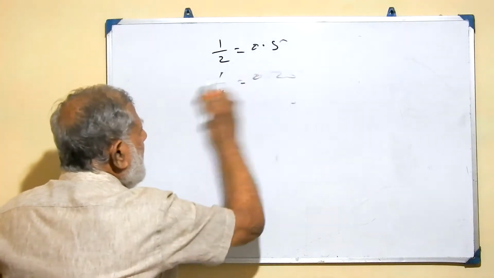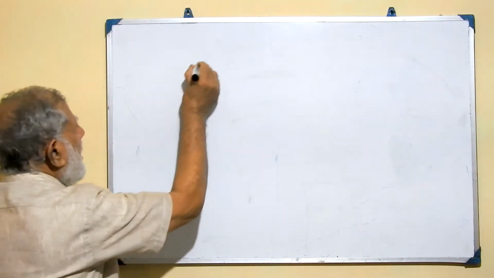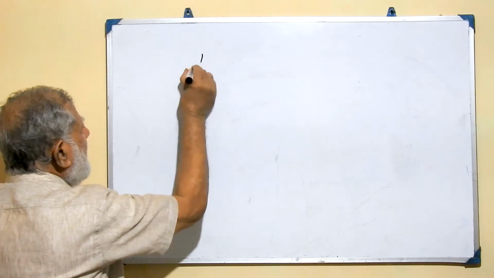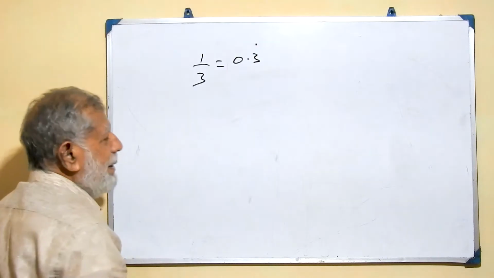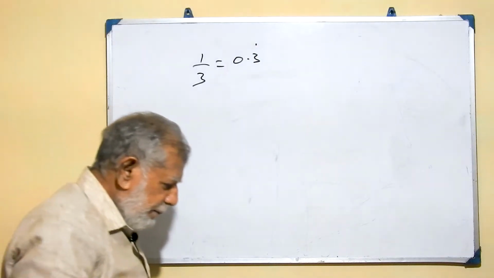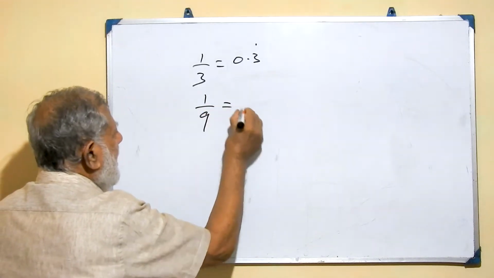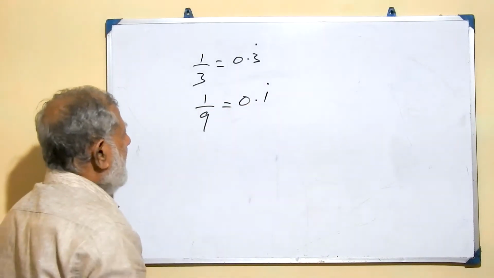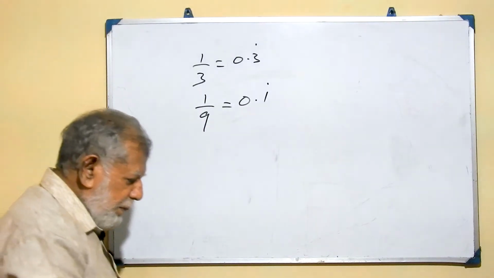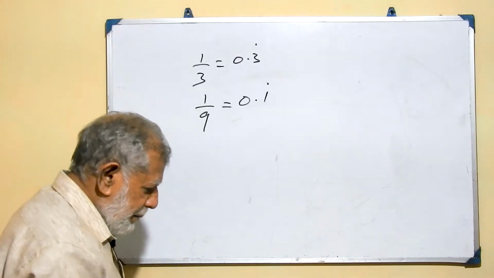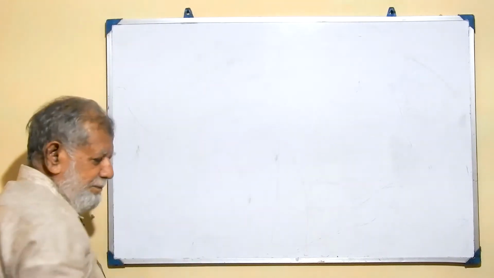Okay, then what about recurring decimals? 1/3 we wrote as 0.3 recurring, like that. This is recurring. So then 1/9, I told you there is a rule about 1/9: 0.1 recurring. When 9 is there, immediately you can say that 1 is recurring, 1/9. So these are the recurring decimals that we studied. Today we are going to study addition and subtraction of decimals.